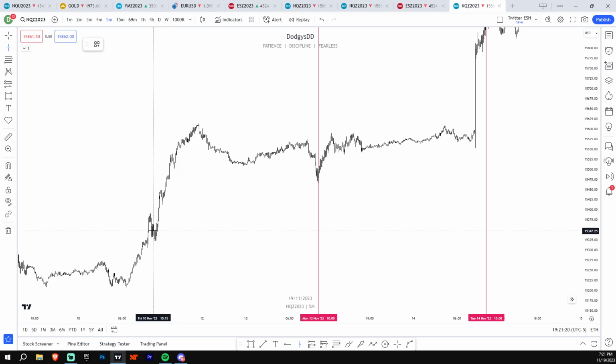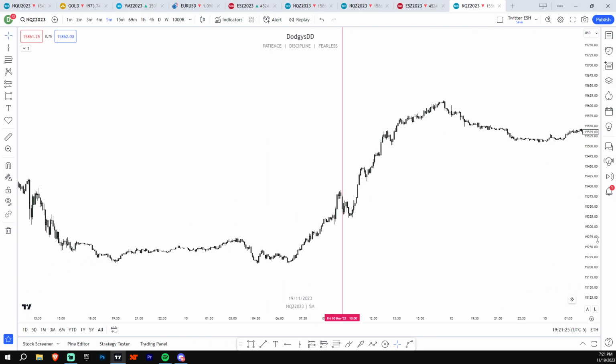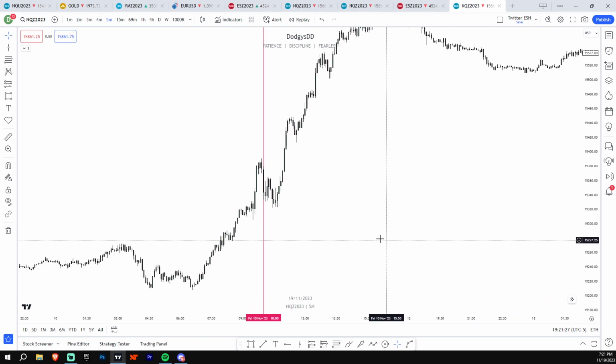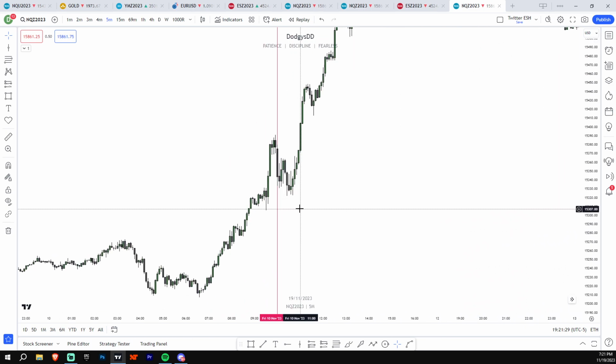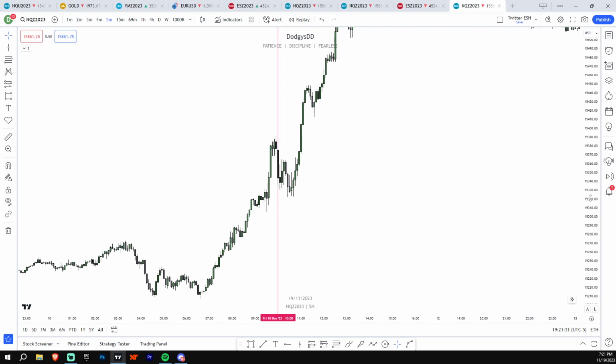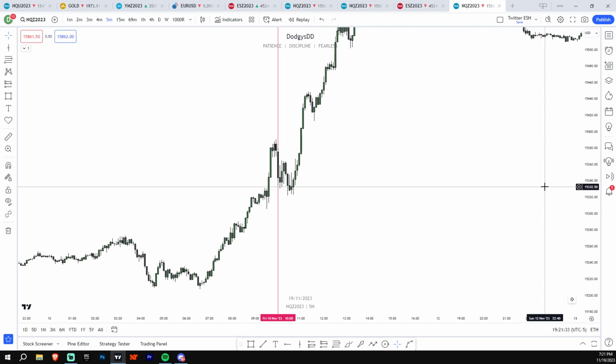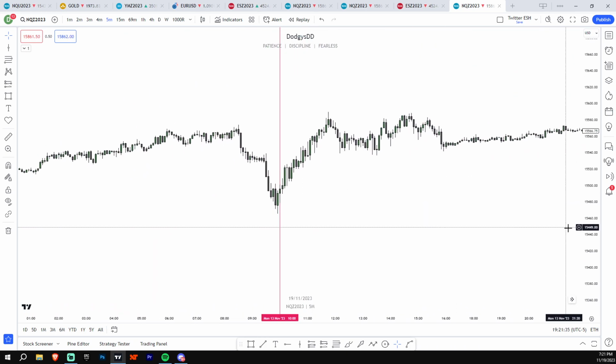10 a.m. There. Okay, I'm going to zoom into these. Take a quick look at these. So here's 10 a.m. here. Just take a look, see if you can figure out anything. Here's 10 a.m. here.